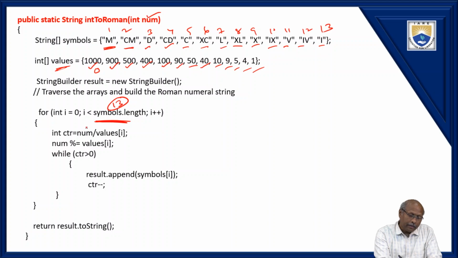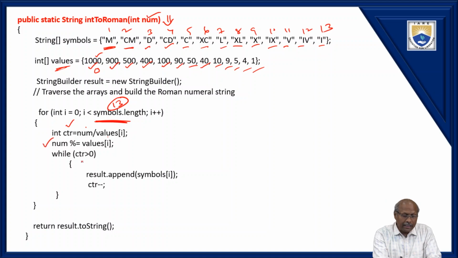Now whatever number you are passing, I will divide that number by the value of I, which is 100, sorry, 1000. So divide the number by 1000. Once you divide, you will get a counter. That means it says how many thousands are there. After that, the remaining values: after dividing by 1000, what are the remaining values? That remaining value I am updating here.